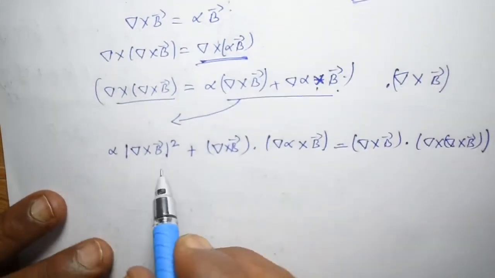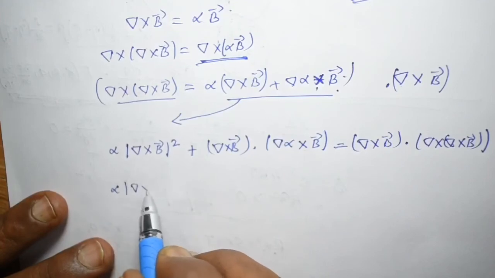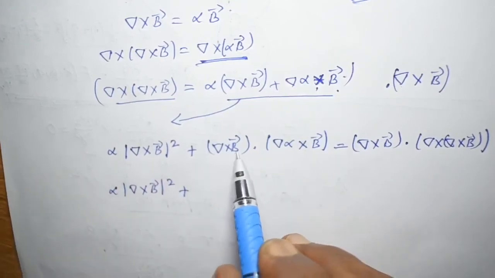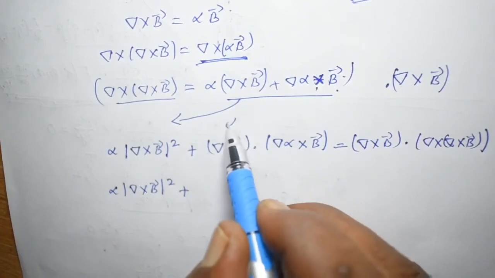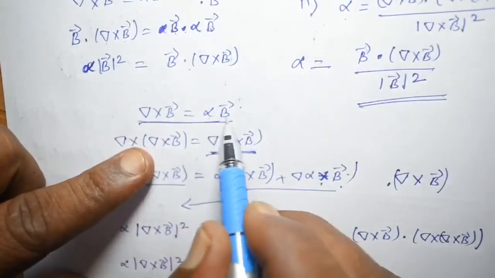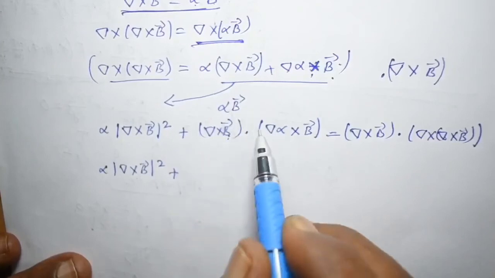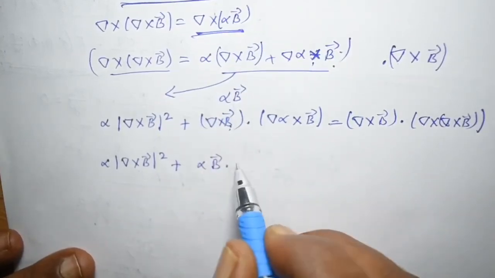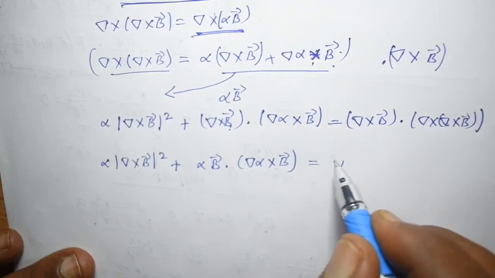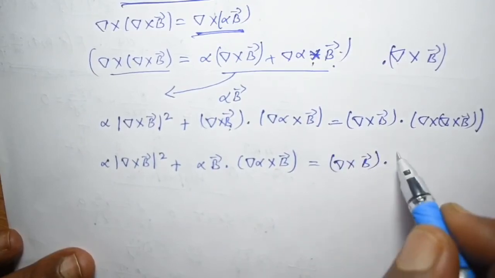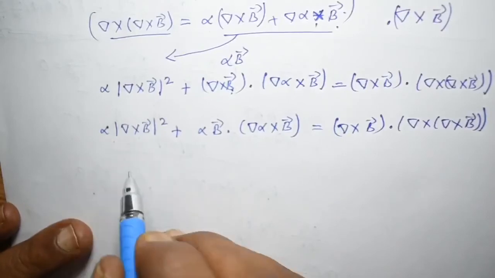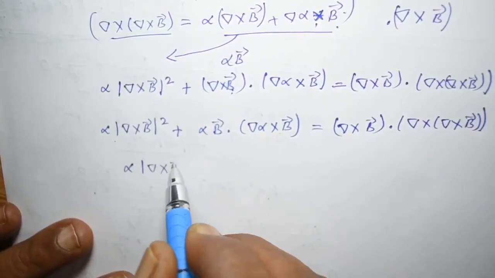Now again upon simplification, what can you write? Again it is curl of B, modulus of curl of B whole square, plus here there is curl of B. Using the definition, curl of B can be written as alpha into B. Then alpha into B dot gradient of alpha cross B. Okay, it is as it is, curl of B dot curl of B, right. Look here, what remains is alpha into modulus of curl of B whole square.